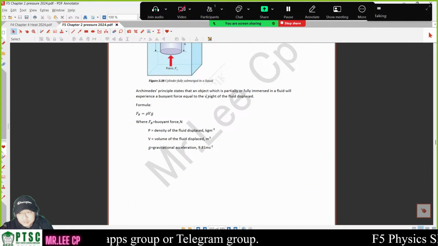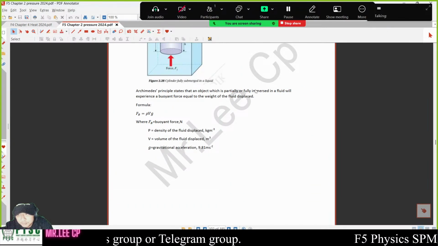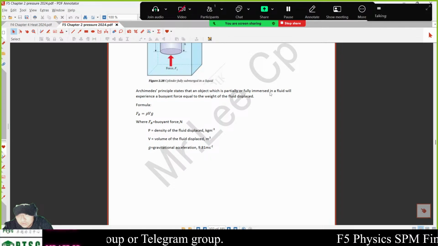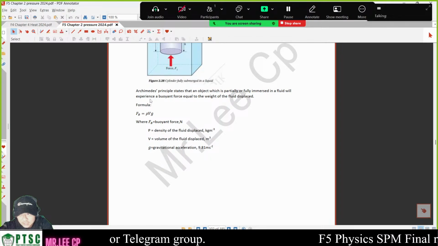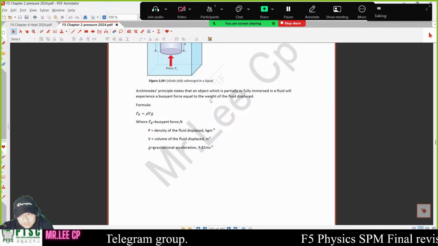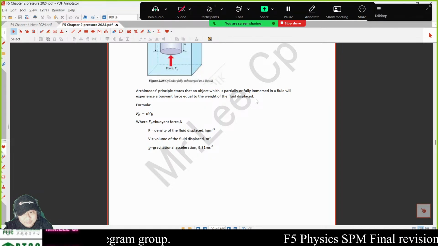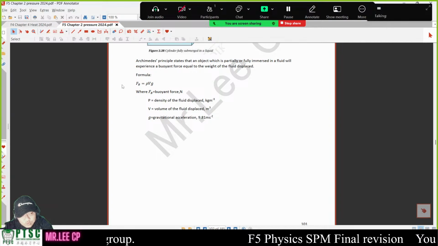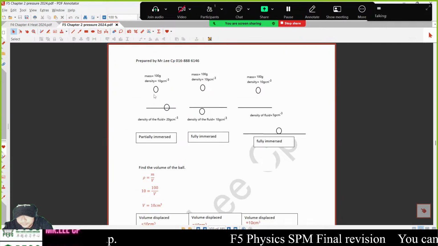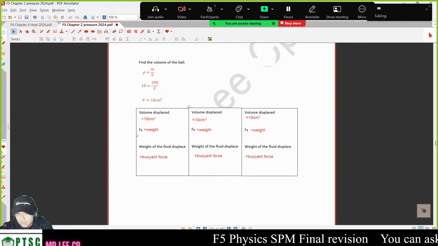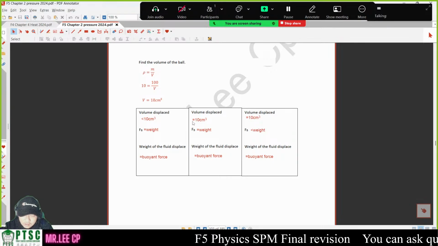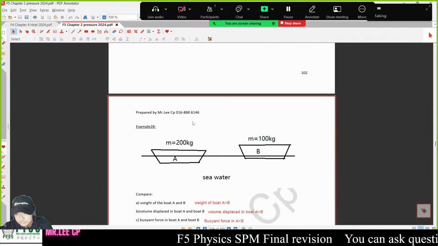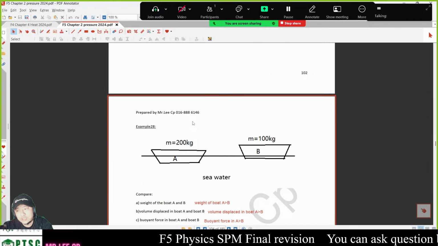Archimedes' principle said that when an object is partially or fully immersed in a fluid, it will experience a buoyant force equal to the weight of the fluid displaced. Right? So the buoyant force formula is rho Vg. This one, if you can understand, go ahead. But if you still don't understand, then leave it.